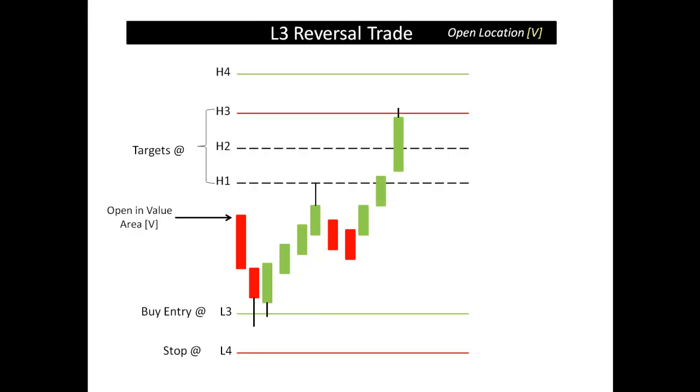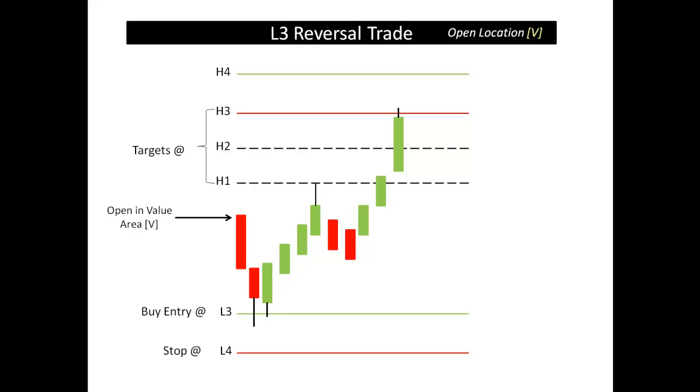Okay, so this is the L3 reversal trade off of the value opening, in the value area. And of course, the prior one was the H3 reversal trade when we opened in the value area.